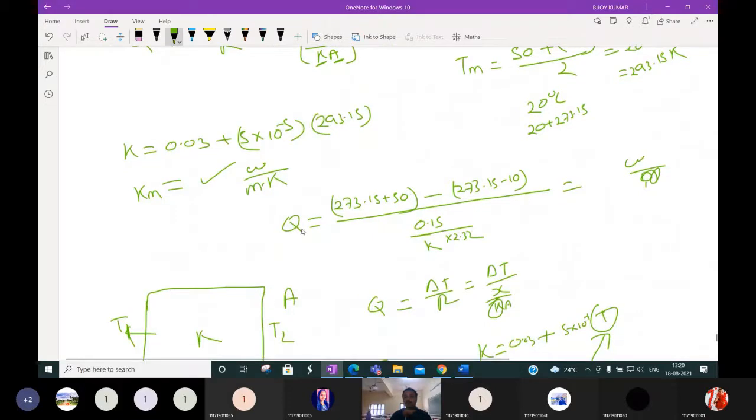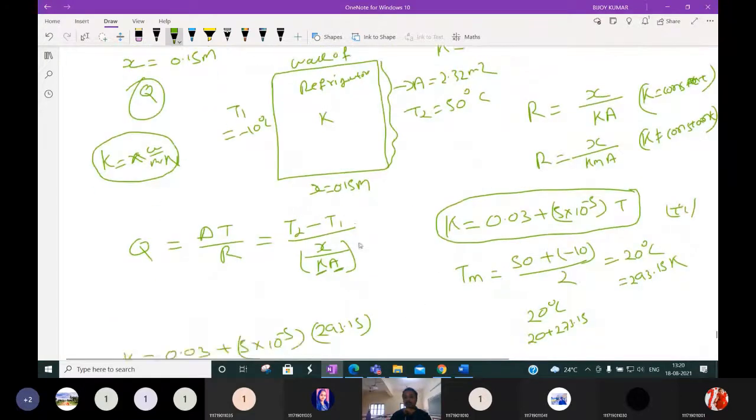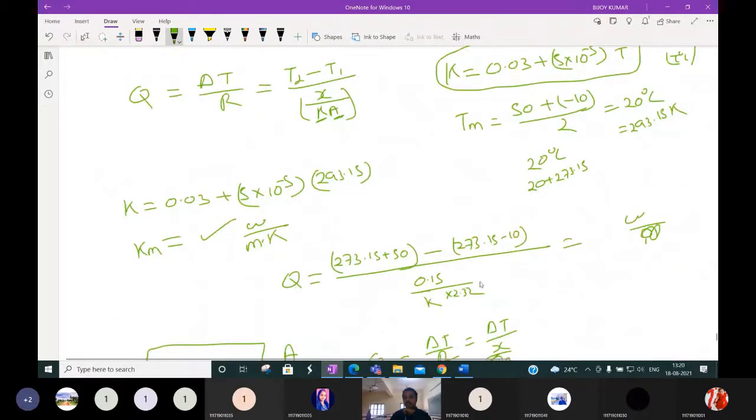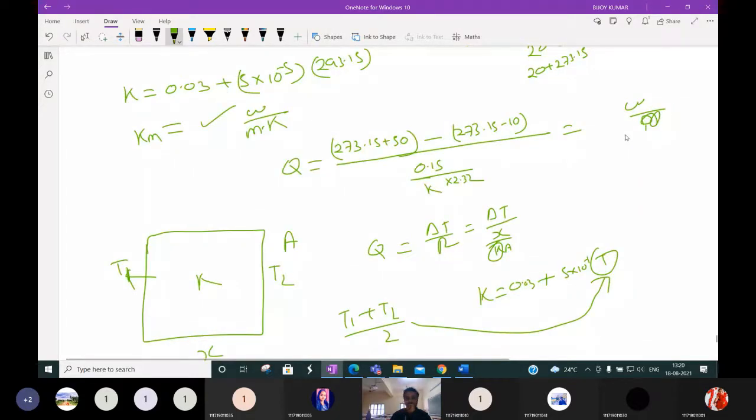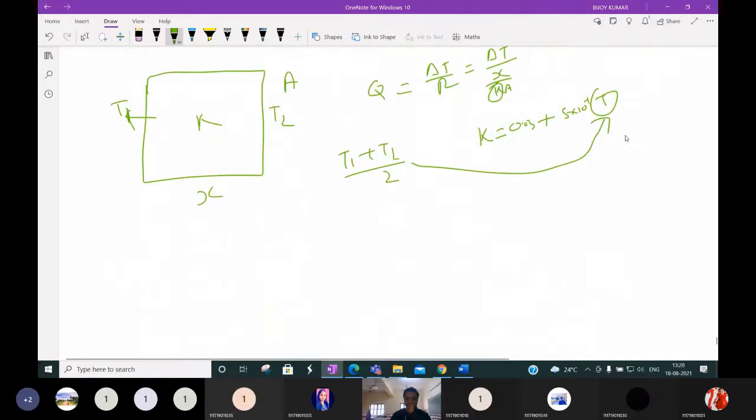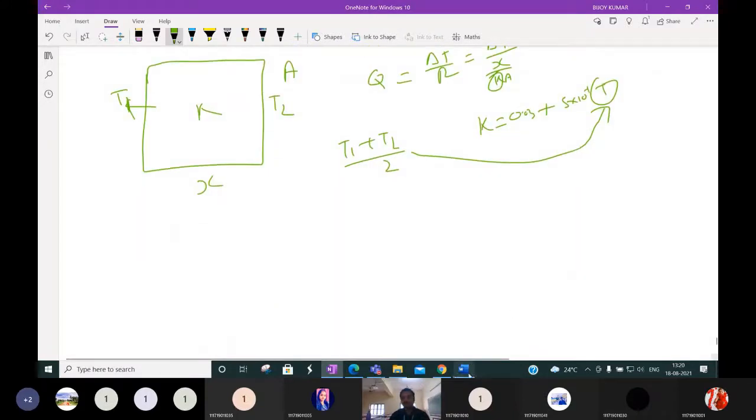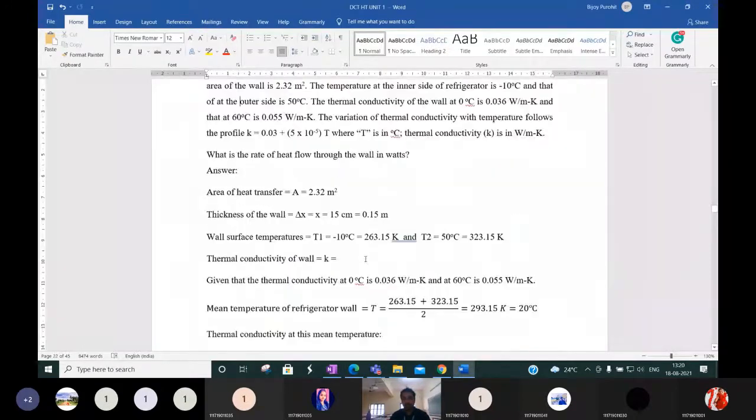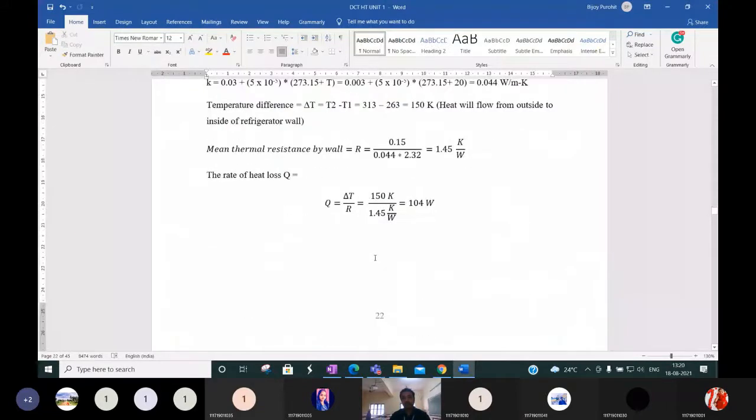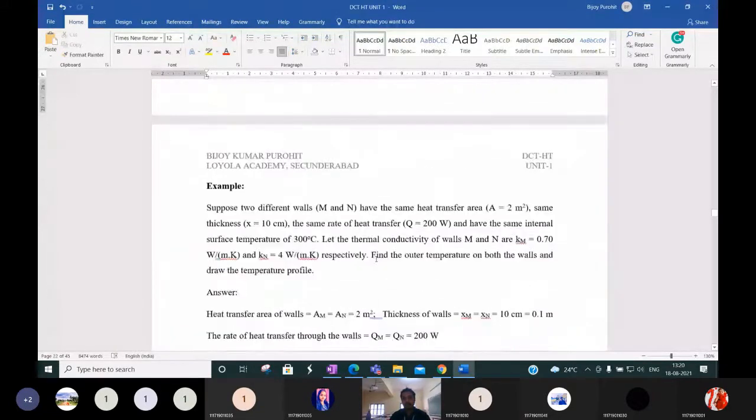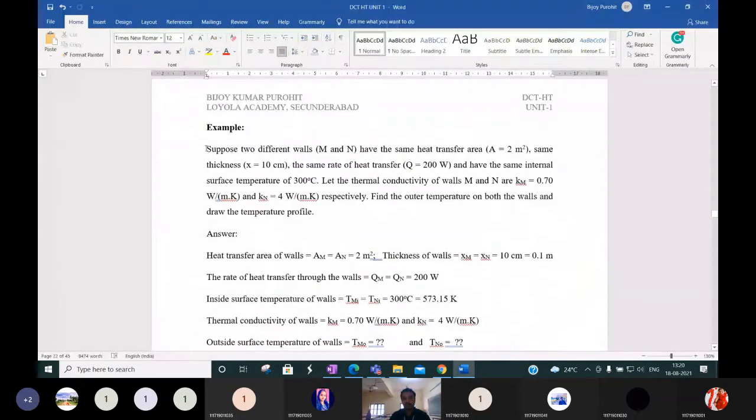Then what is the Q value? You know T2 minus T1, everything is given data. You put everything in and you will get the value in watt. I think it will be okay. Otherwise, I will give you the notes. Please read the notes once again. If doubt still comes, we will discuss in the next class.